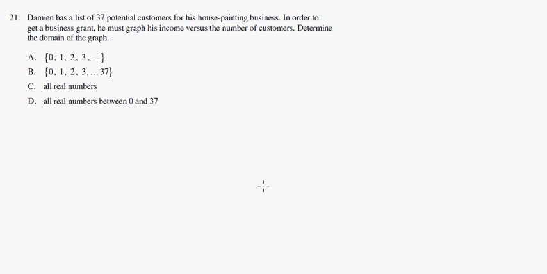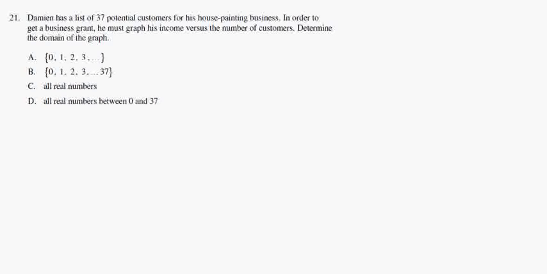Okay, question 21 for the Practice Provincial B. Damien has a list of 37 potential customers for his house painting business. In order to get a business grant, he must graph his income versus the number of customers. Determine the domain of the graph.